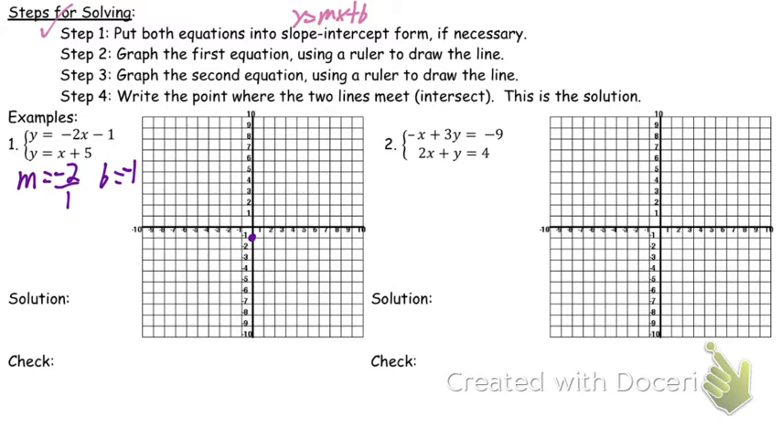So the b was -1. Now we use the slope to make more points. So -2 over 1. Slope is what over what? Rise over run. So we go down 2 and to the right 1. This is a negative slope, so it should look like it's going downhill. Does it? Good. Now we could also go up 2 and left 1.